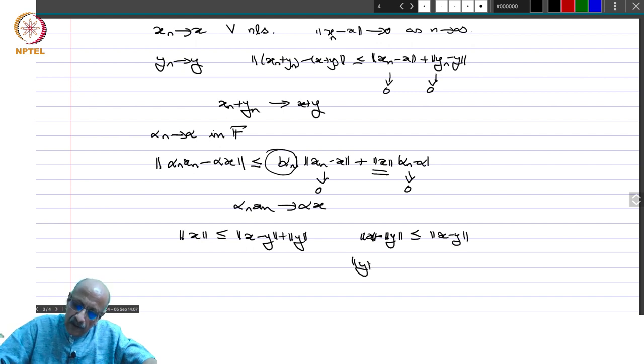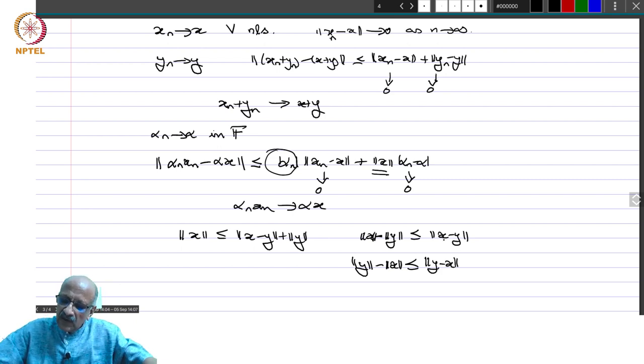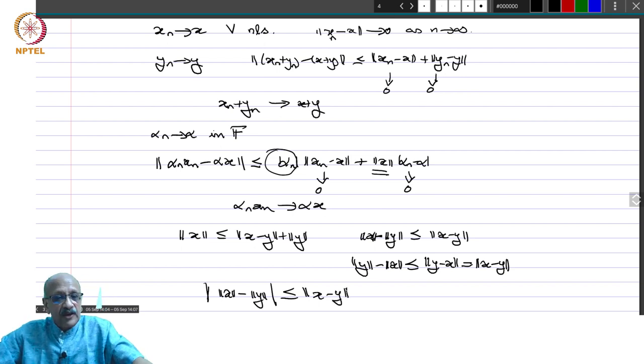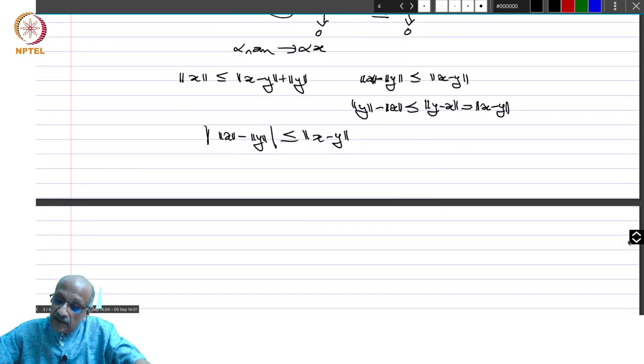Similarly, norm y minus norm x is also less than or equal to norm of y minus x, but y minus x is minus of x minus y, and mod of minus 1 is 1, and therefore this is just norm of x minus y again. Therefore you get modulus of norm x minus norm y is less than or equal to norm of x minus y. This is a very useful inequality to remember, and this shows that the norm itself is a continuous function in a norm linear space.